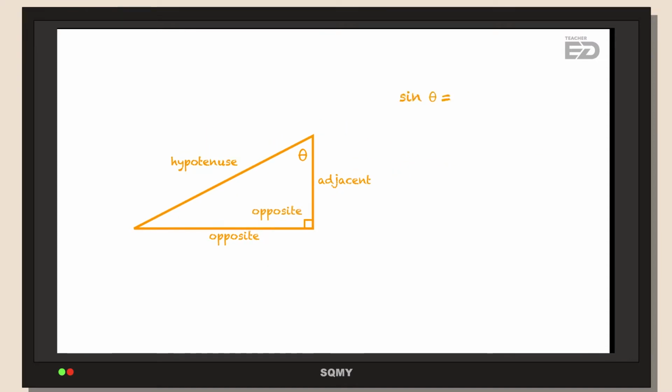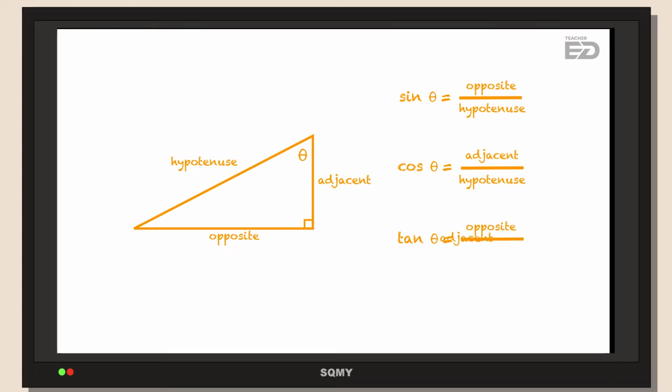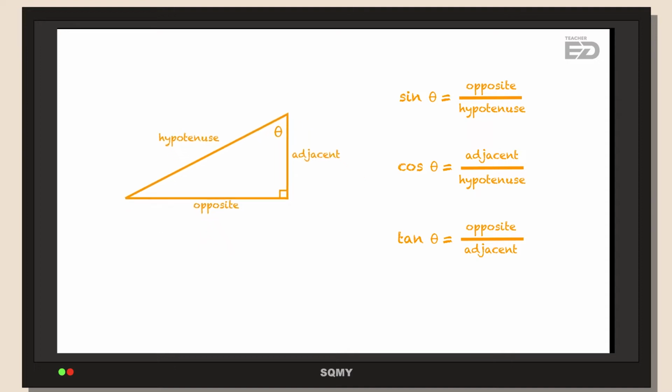The first ratio we'll look at is sine. Sine is the opposite side of the angle over the hypotenuse. Cosine is the adjacent side of the angle over the hypotenuse. And tangent is the opposite side over the adjacent side. There's a simple way to remember all of these ratios.